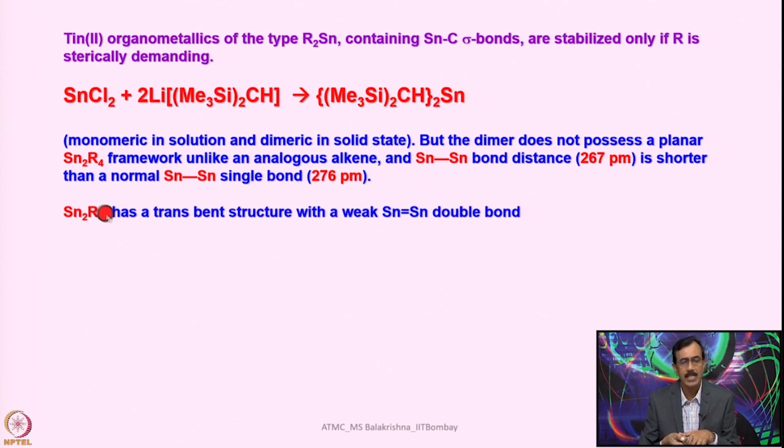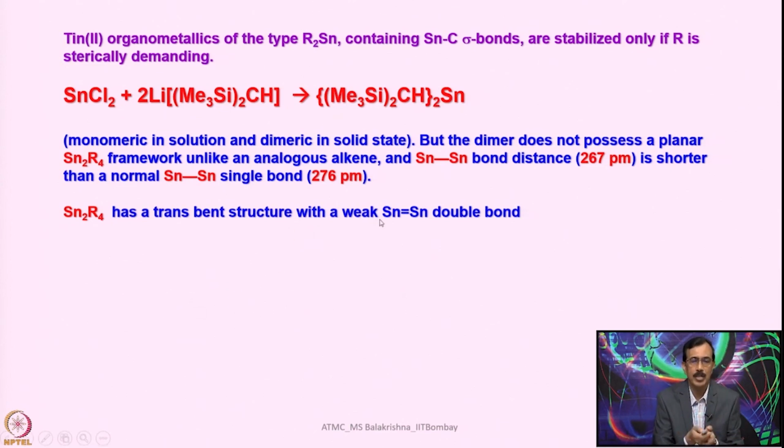That means this has some multiple bond character between 2 tin atoms, and thus in Sn2R4, this dimer has a trans bent structure with a weak tin-tin double bond. Now, using the hybridization concept, is it possible to explain this trans bent structure?